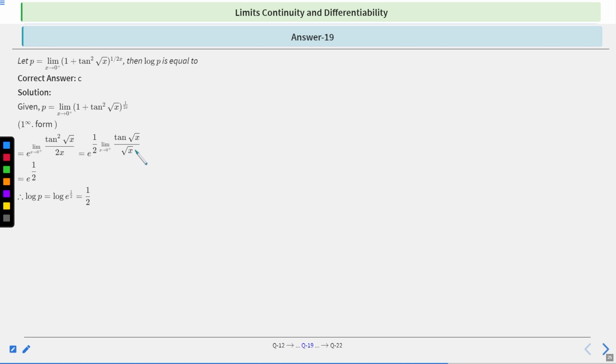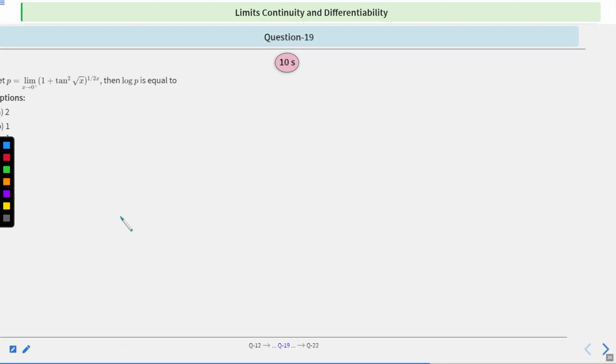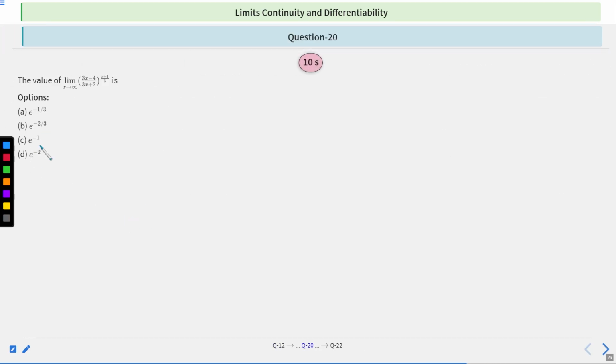Which is equal to e to the power 1 by 2, limit x tending to 0 plus of 10 root x upon root x, which gives e to the power 1 by 2. Therefore, log p is equal to log e to the power 1 by 2, which means the answer is 1 by 2. Clear? So I think option C is the right choice, 1 by 2. Let's move to the next question.